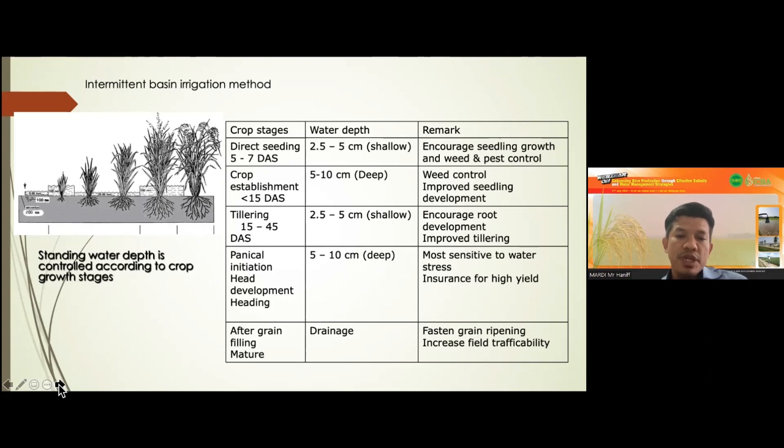For the crop establishment, 5 to 10 cm deep, which is for weed control and to improve seedling development. From 15 to 45 days after sowing, the water depth is decreased to 2.5 to 5 centimeters to encourage root development and to improve tillering. During panicle initiation, the water needs are higher as it is the most sensitive to water stress, and this ensures high yield. And the last one is the drainage. We drain out all the water to hasten the grain ripening.